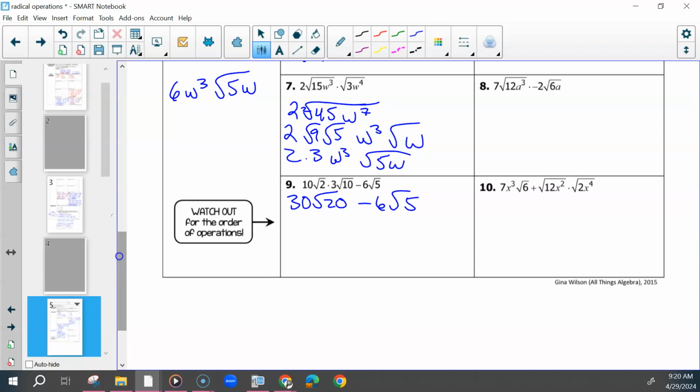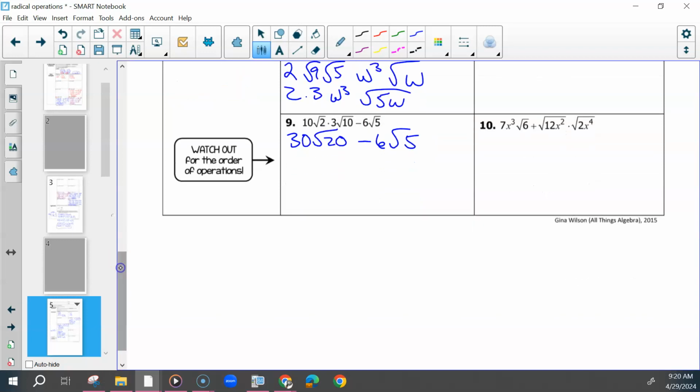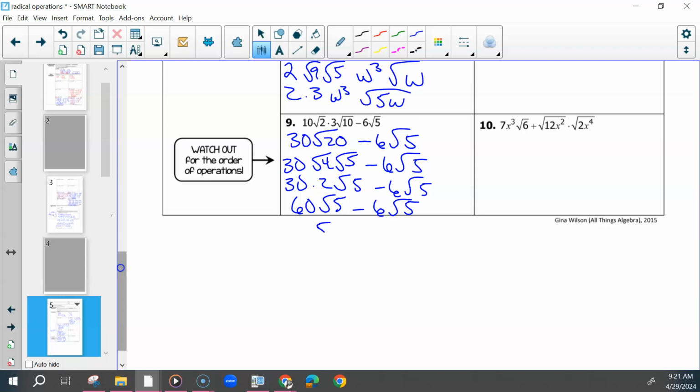We can't combine them right now, but we can simplify the square root of 20. What is the highest perfect square that goes into 20? 4 and 5. So then we have 60 root 5 minus 6 root 5. And if we combine those, our final answer would be 54 times the square root of 5. Yes.